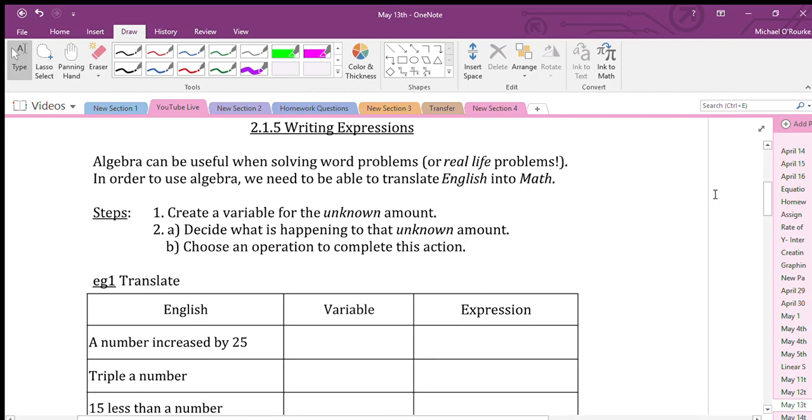Okay, here we go. So today we're writing equations. Now we've already kind of done this last week with translating word equations in word problems into equations. So some of this may be a little bit of a review, but some parts will be a little bit new as well.